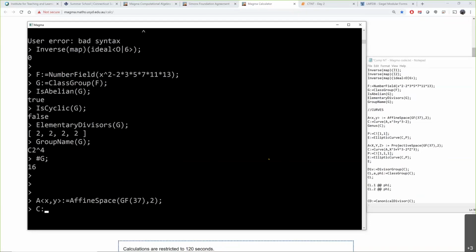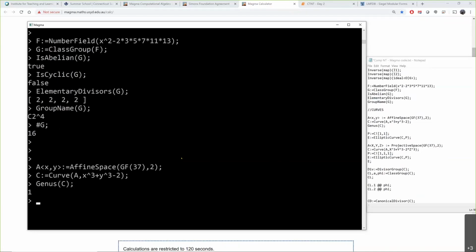And I'm going to define a curve. Now the space comes first, and then the polynomial. I'm going to define this curve, x cubed plus y cubed equals 2. So it's the locus of the polynomial x cubed plus y cubed minus 2. All right, I can compute the genus. So that's the genus that Soumya was talking about, in terms of the dimension of the space of holomorphic differentials. So there you have it, it's genus 1.